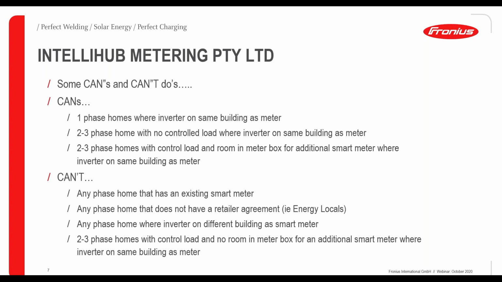What I have heard from Intellihub is that there are some cans and can'ts with their configuration and solution. The cans, I guess, are a single phase home where the inverter is in the same building as the meter. If you've got a 2 or 3 phase home with no controlled load, where the inverter is in the same building as the meter, that should work. Also 2 or 3 phase homes with controlled load and room in the meter box for an additional smart meter, or where the inverter is in the same building as the meter.